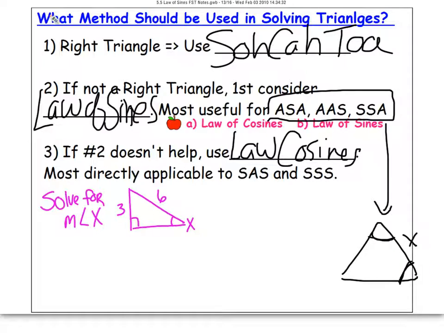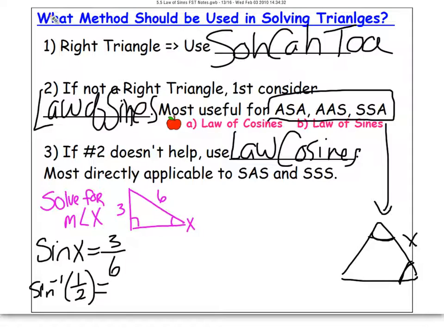Now, do take a look at this example down here. If I want you to solve for angle x, which is right here, we have a right triangle. So we have opposite and hypotenuse. It makes sense to do the sine of x equals 3/6. And to solve it, you would just do the inverse sine of 1/2, and you get your answer. But could law of sines work?